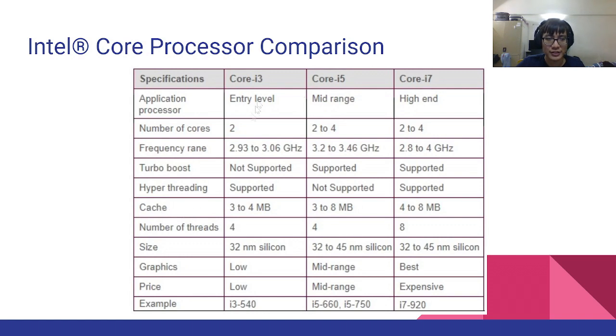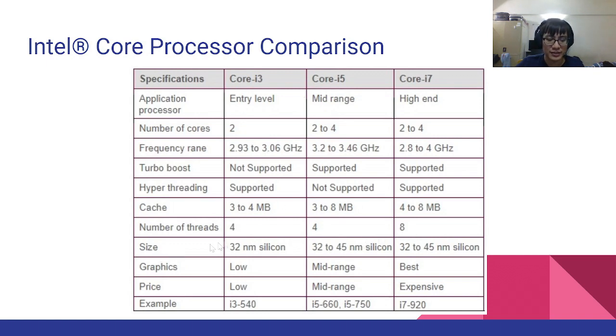In terms of cache, i3 families only have 3 to 4 megabytes. The i5 family has 3 to 8 megabytes. The i7 family has 4 to 8 megabytes. In terms of number of threads, i3 and i5 families have 4 threads, and the i7 family has 8 threads.